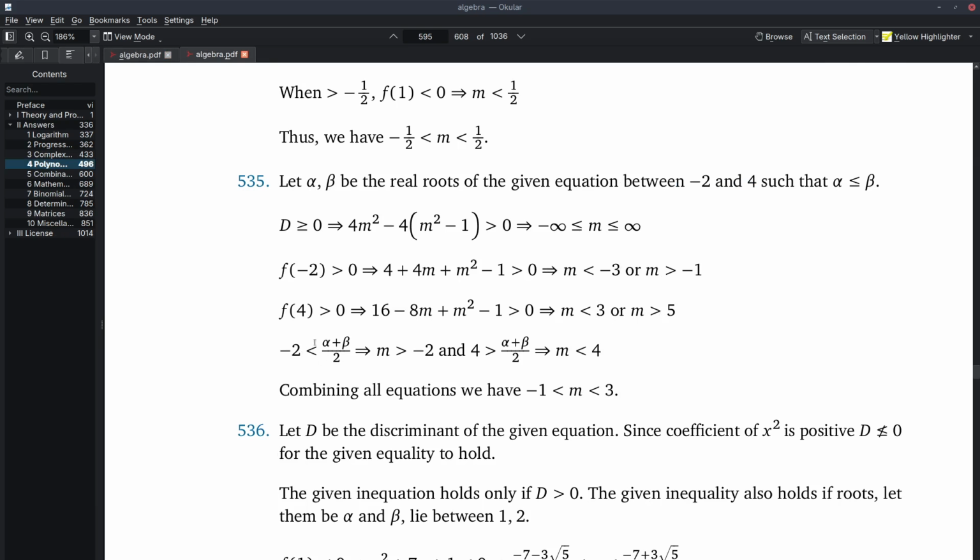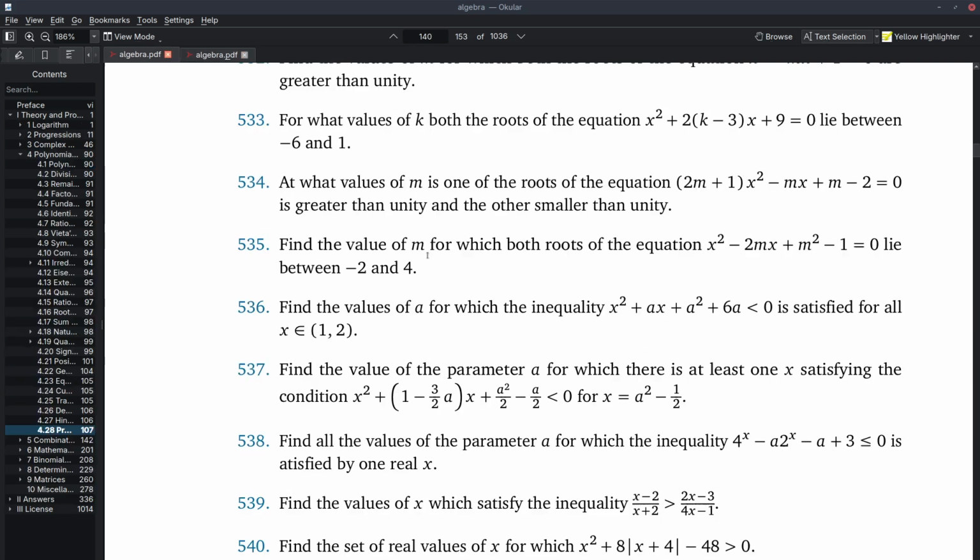Now we compute the sum of roots divided by 2. From this we get m greater than minus 2, and for 4 we get m less than 4. So we combine all this, and we get minus 1 less than m less than 3.